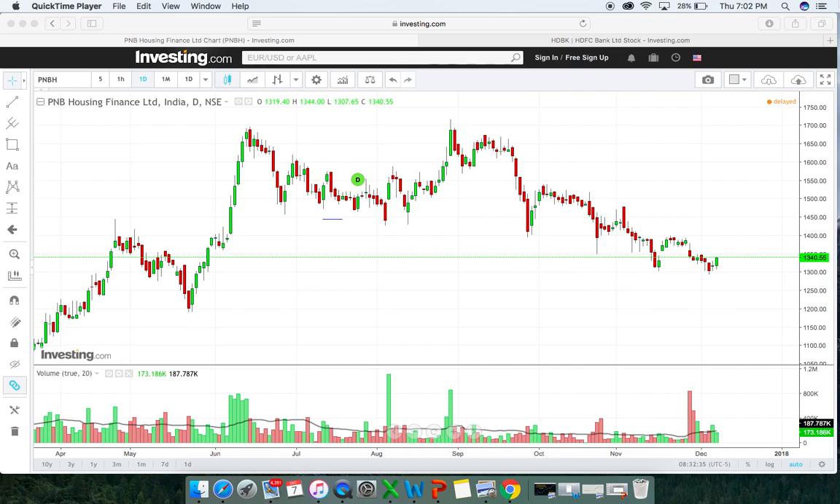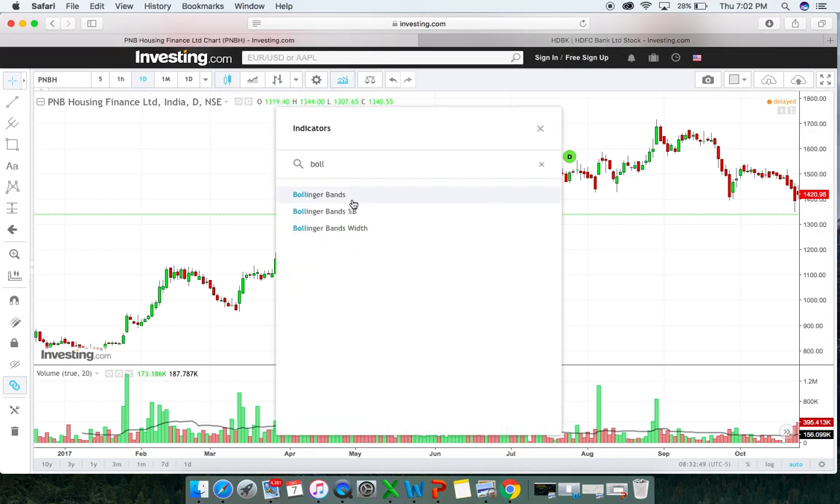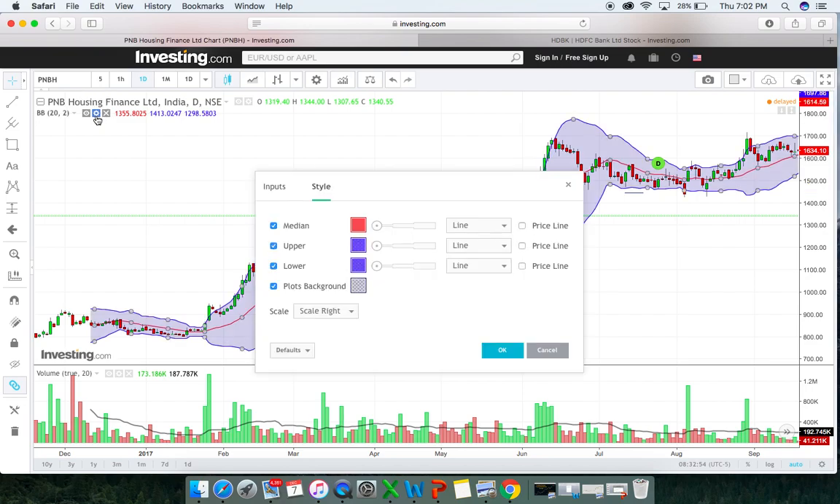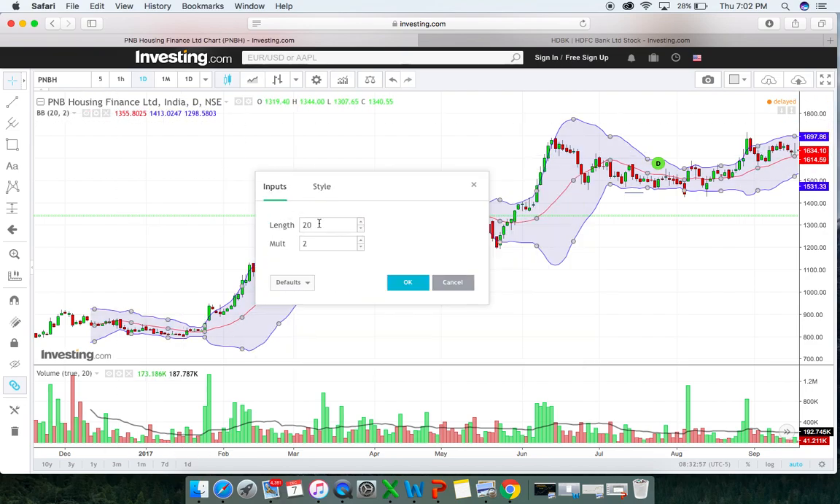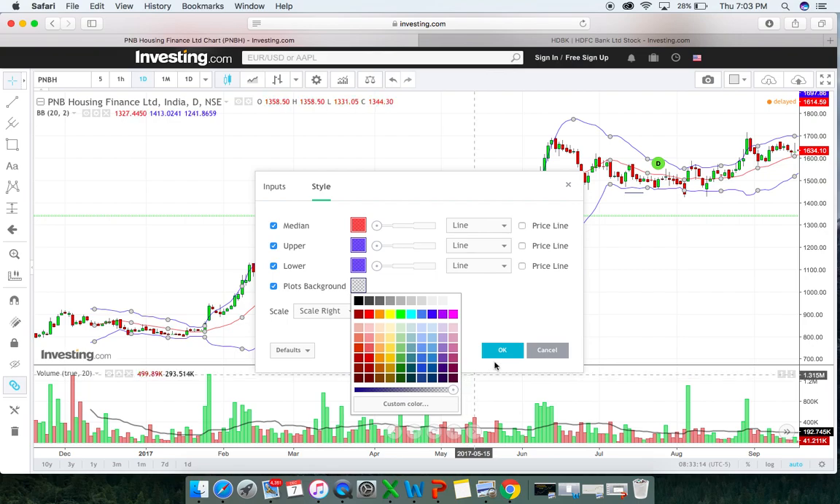So guys, I'll show you on chart how to trade this setup. As you can see, this is a PNB Housing Finance chart on investing.com. The first thing that I'll do is add the Bollinger Band indicator by clicking on this icon. The settings that we are using are default settings. 20 is the middle band or the simple moving average and 2 is the standard deviation. So the upper band is +2 standard deviation of the middle band and the lower band is -2 standard deviation of the middle band. I'll change the background color. I'll make it a bit lighter.